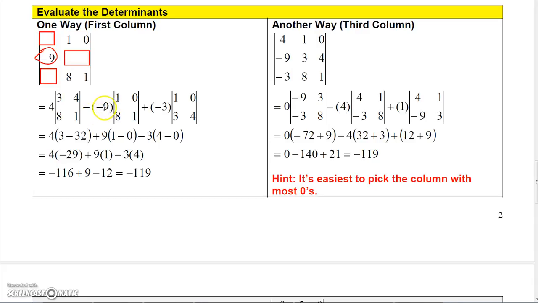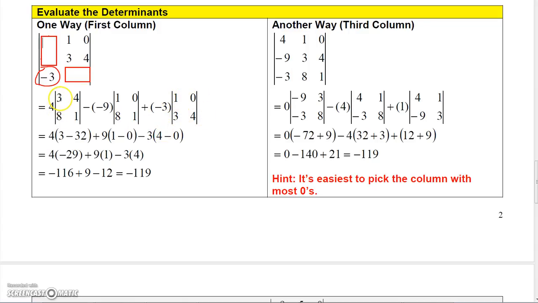Now for the negative 9, first of all, remember you're subtracting, so it's got to be minus negative 9. And you're going to multiply that by the determinant of the values that are left over when you mark out everybody else in negative 9's row and negative 9's column. And so you'll be left with 1, 0, 8, 1. So your determinant to multiply negative 9 by would be 1, 0, 8, 1. And then the last entry is you take the negative 3, the next entry in this column, and you multiply it by, wipe out its row and wipe out its column and see what's left, and you have 1, 0, 3, 4. So that's the determinant that you would use there.